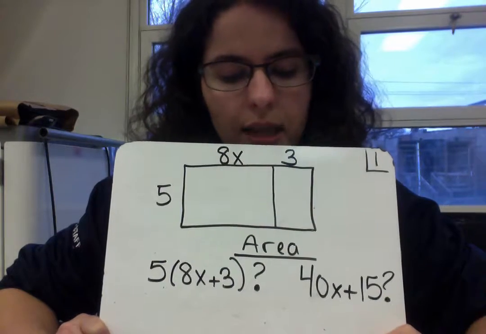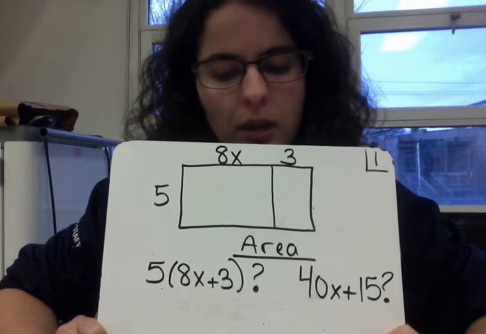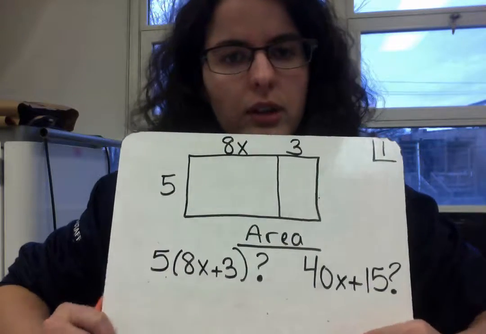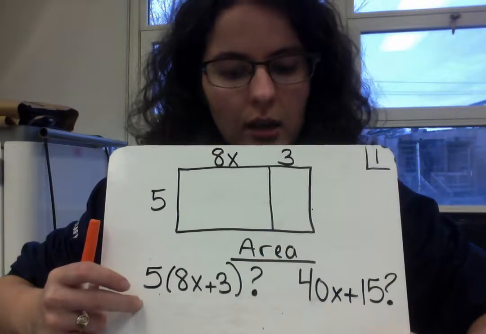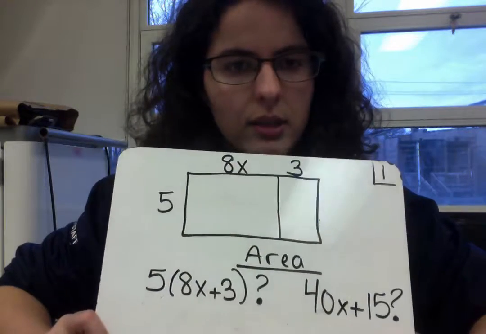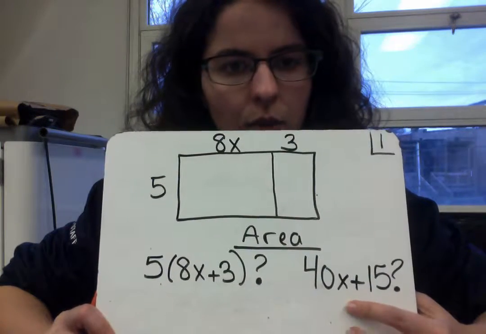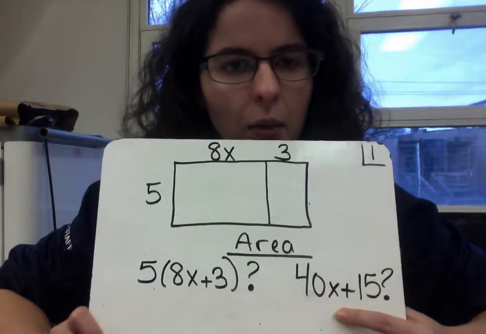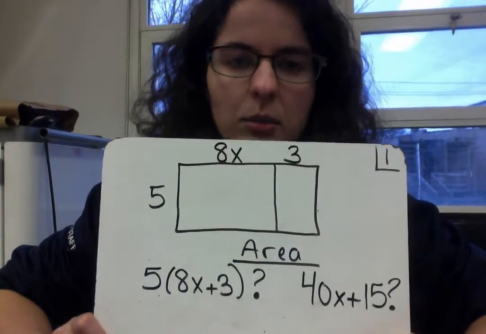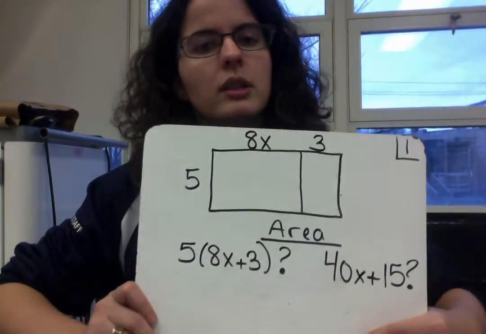One person claimed that the area of this rectangle could be represented by the expression 5 times, in parentheses, 8x plus 3, while the other person said it could be represented by 40x plus 15. And I wanted to know who, if either of these people, did you agree with, that they actually represented the area.